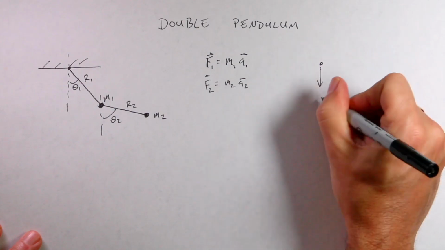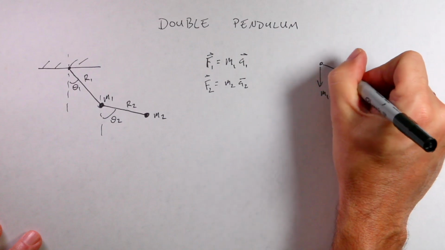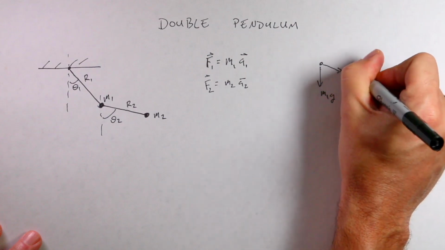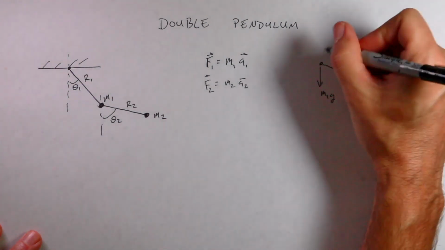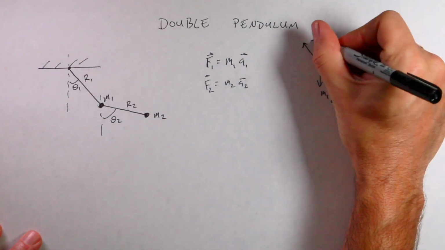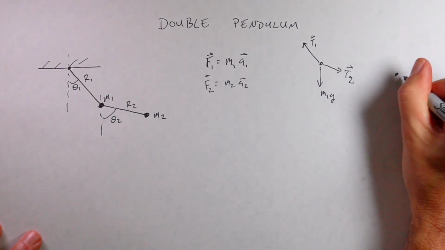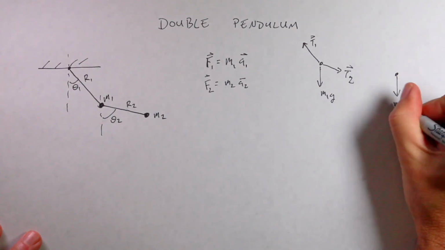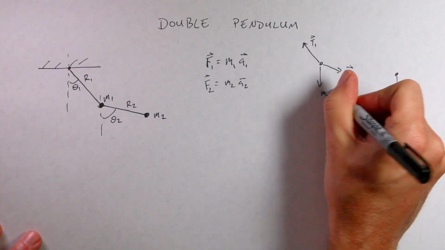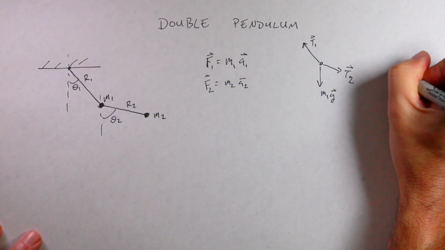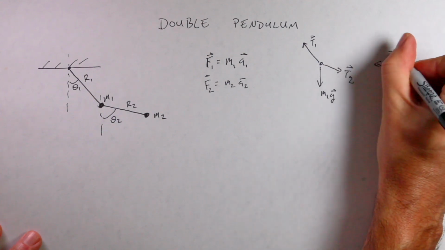Now if I draw the forces on M1, here's M1. I have the gravitational force, M1G. And then I have a tension force, I'll call that T2, in the direction of that string right here. And then I have T1 pulling the other way. Then if I do the same thing for the other mass, it's a little bit easier. Here's M2. I have the downward gravitational force, M2G. That's a vector. And then I have T2 pulling this way, which is the opposite of that, so I'll use the same thing.